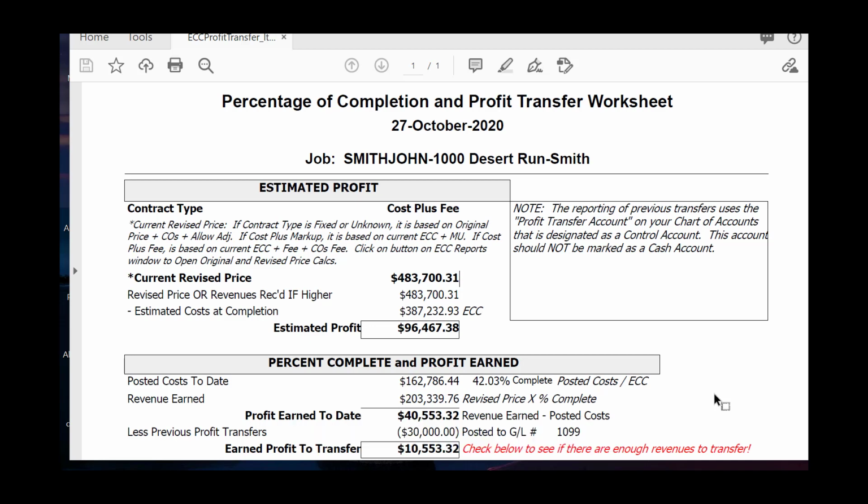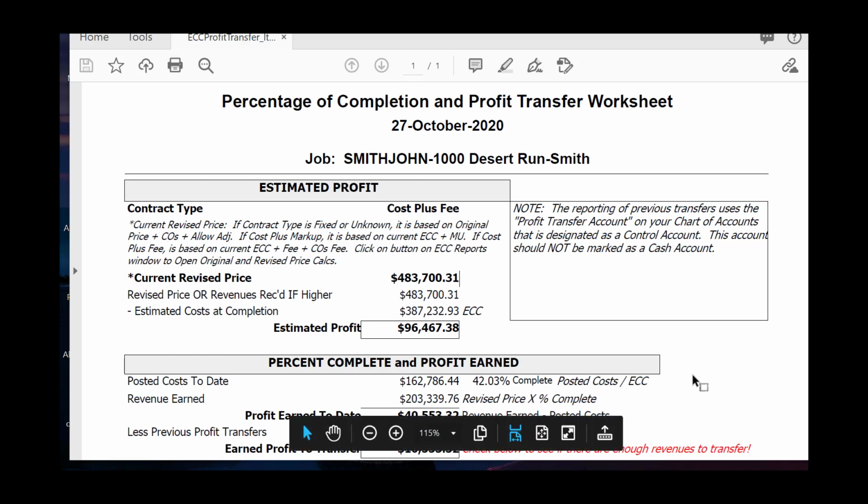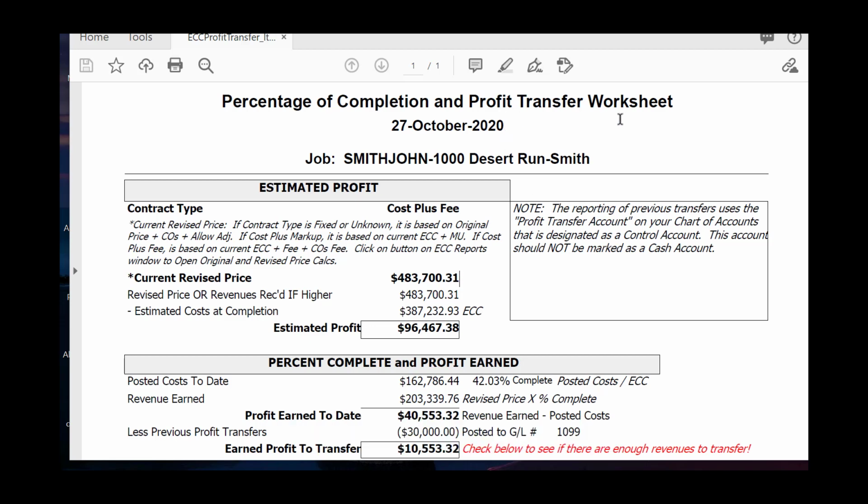In this case, I wanted to show you a report that CHS can make for you for one job that is called a profit transfer worksheet. And what it is doing is bringing in all sorts of numbers and figuring out, say when you get a draw, how much you might want to go ahead and take and move on out of your construction checking account for the profit that you earned.